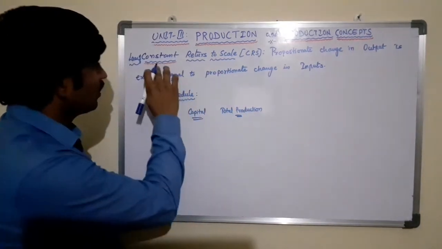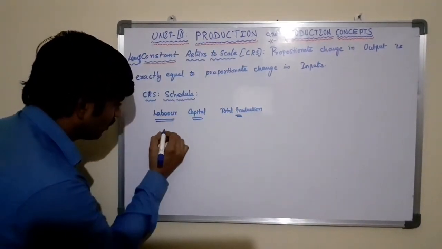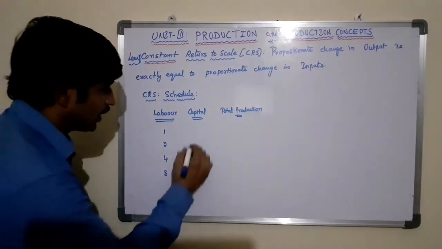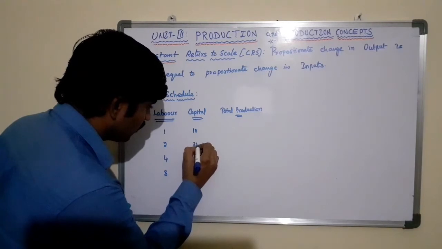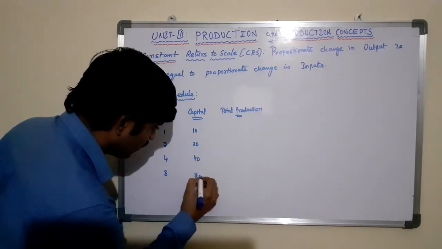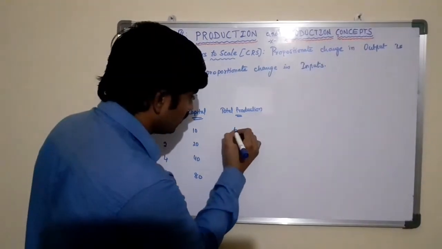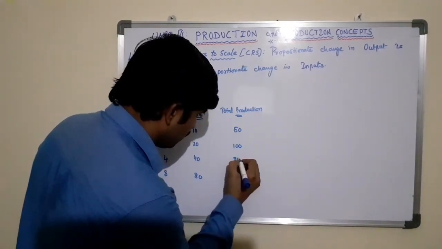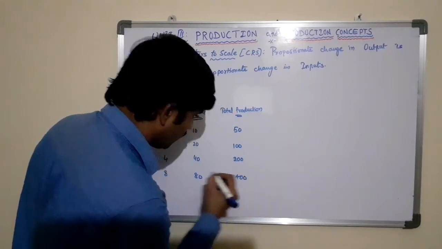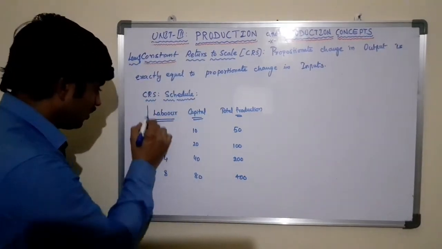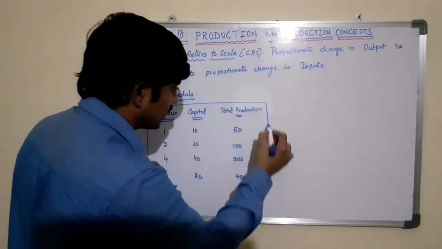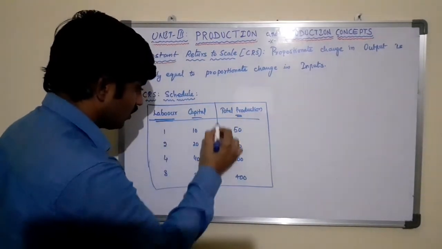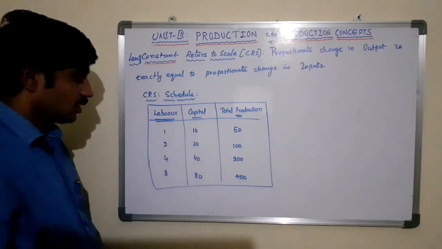What is this law? Constant returns to scale. Labor: 1, 2, 4, 8. Capital: 10, 20, 40, 80. And the total production: 50, 100, 200, 400. So this is a schedule which explains the law of constant returns to scale.